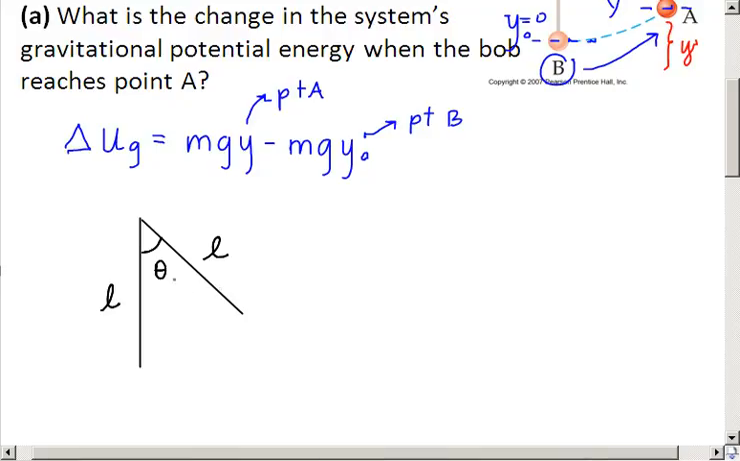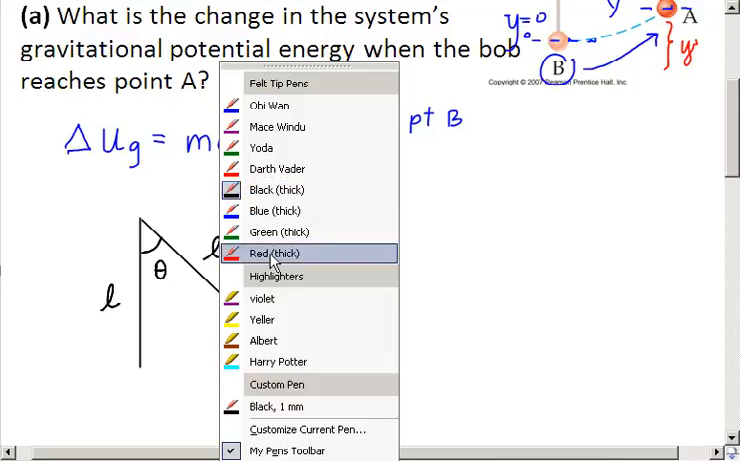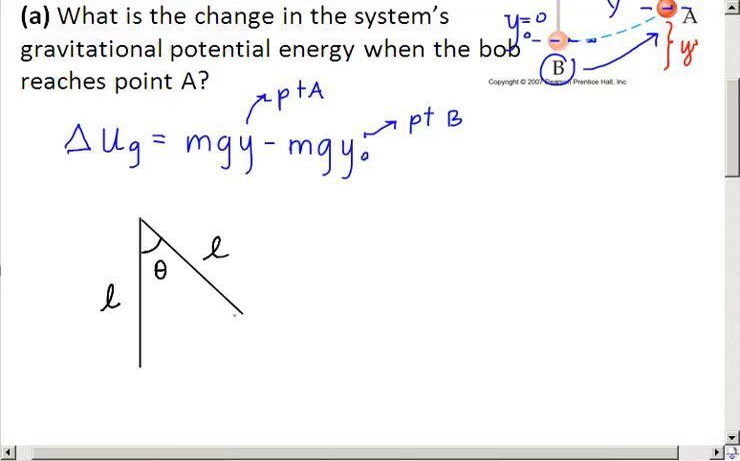Now, I'm going to drop a perpendicular from where point A is all the way back down to the vertical line there. And this will be my Y. So I'm just going to kind of shade it. This would be Y. That's the height above Y equals 0. So far, so good?